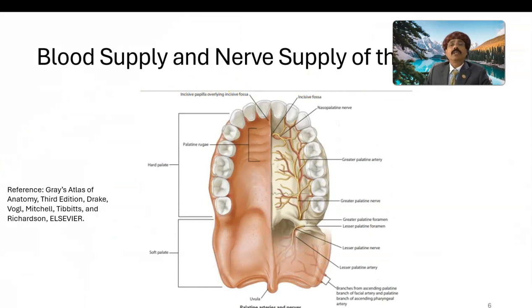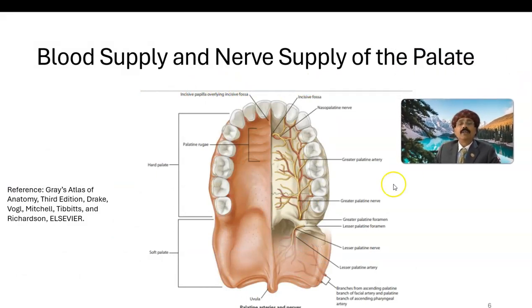Okay, blood supply and nerve supply of the palate. We have the greater palatine artery here and greater palatine nerve. And we have the lesser palatine artery, lesser palatine nerve for the soft palate. For the hard palate, these are the greater palatine nerve and greater palatine artery. And for the incisive canal, we're also getting the nasopalatine artery anastomosing with the greater palatine artery. Also, we're getting the nasopalatine nerve here.